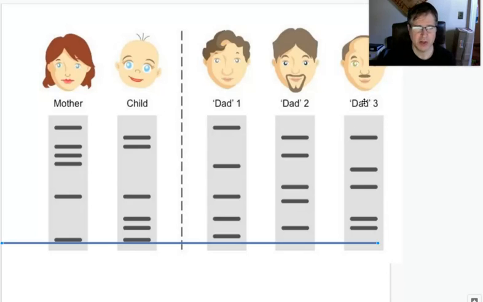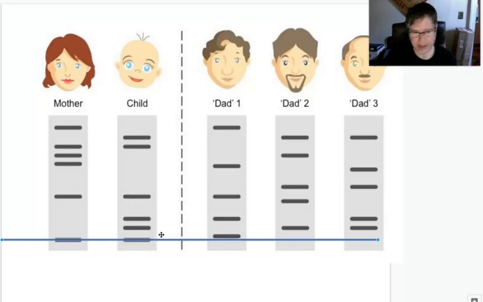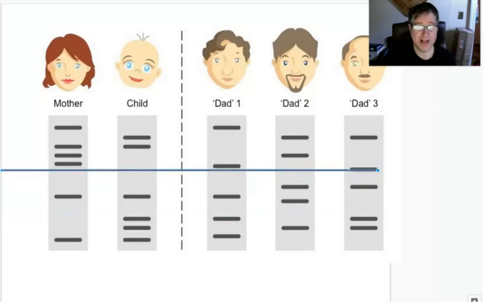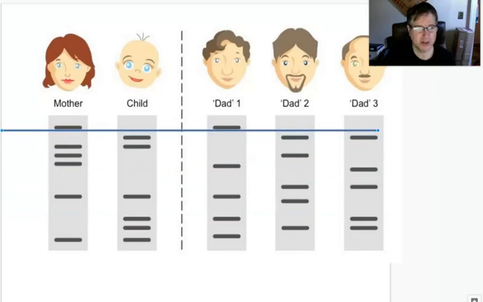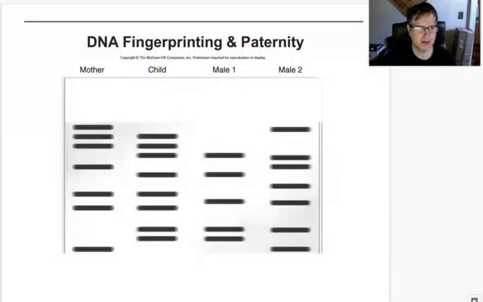Okay, so hopefully that helped a little bit with thinking about a couple of things, especially what often trips people up. You're looking for a band the mom has, the child doesn't have, and because this dad number 1 had the band, he couldn't be the father for our purposes. Okay, all right, let's look at this next one.